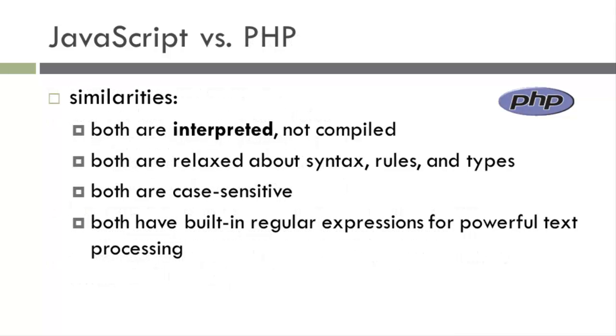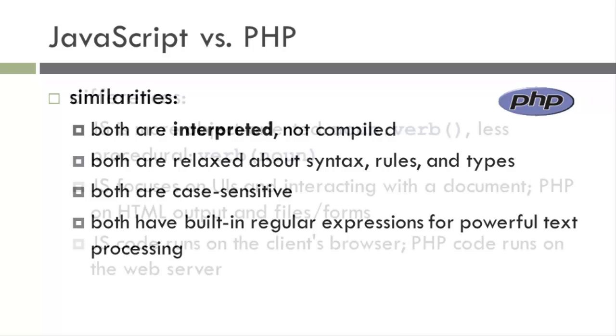There are some similarities between JavaScript and PHP, however, they are used for different things and purposes. One of the similarities is they are both interpreted, meaning the code executes when it gets to that particular line. Both are relaxed about syntax, rules, and types, which allows them to be used for rapid development. Both are case-sensitive. Both have built-in regular expressions for powerful text processing.